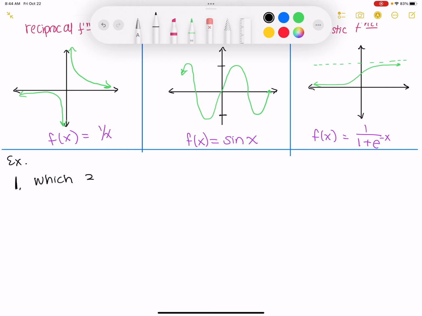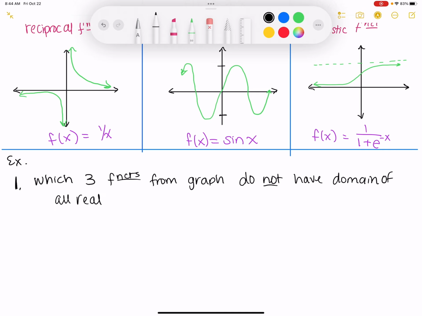Which three functions from the graph do not have a domain of all real numbers? Okay, so that means there's no gaps, there's no holes, no jump. Vocab needs to go away. This is not vocab class.